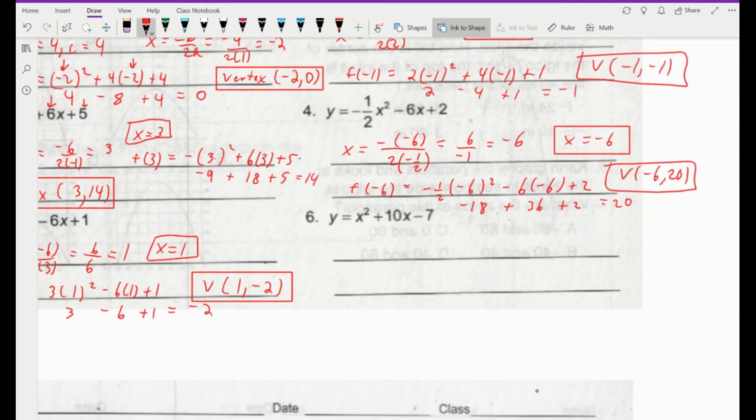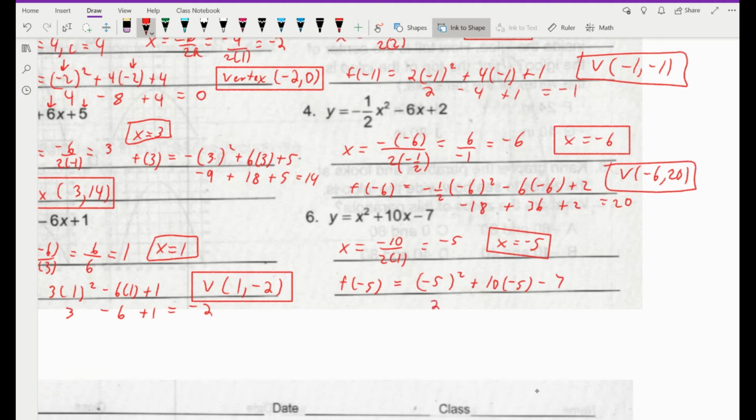Number 6. x equals negative b over 2a. b, of course, is 10, and a is positive 1. Negative 10 over 2 is negative 5. So x equals negative 5 is the axis of symmetry. We'll now plug in negative 5 wherever the x is. So it's x squared plus 10 times x minus 7.